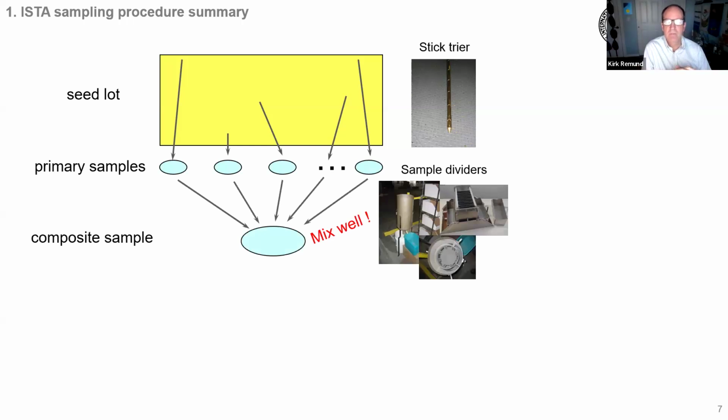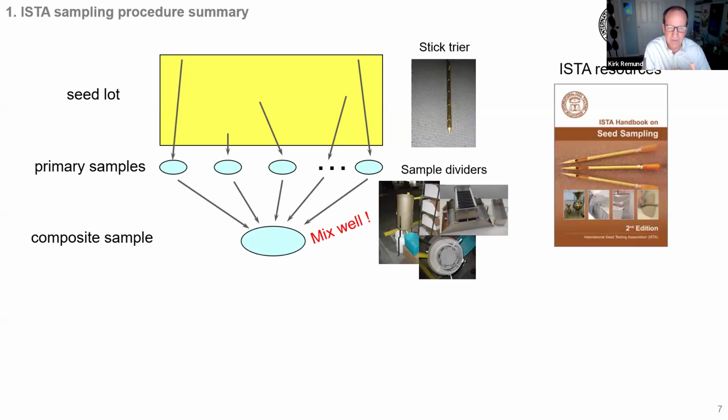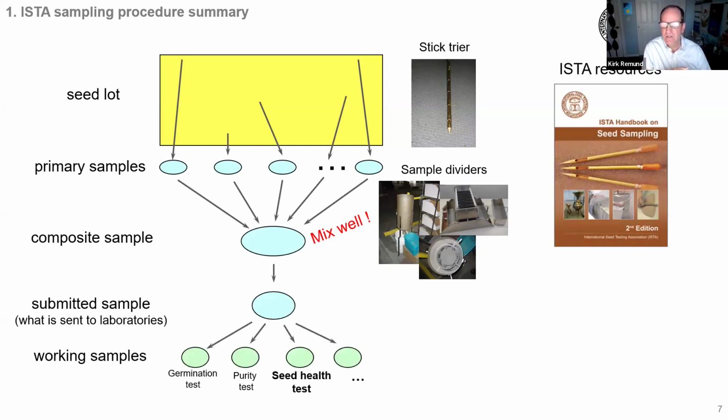These primary samples are collected together into a composite sample. Then we need to mix that sample well and divide that sample well. That's very important. Once we take the primary samples and get down to a composite, we're not done sampling. We still need to reduce that composite sample and mix it using dividers like we show here, the approved dividers, to get an appropriate reduced or submitted sample that will go to the labs. There's an ISTA handbook on seed sampling that's available, with very useful information. There have been some webinars in the past, and I think some of those videos are still available on the ISTA website that talk about how to sample and also how to divide samples.